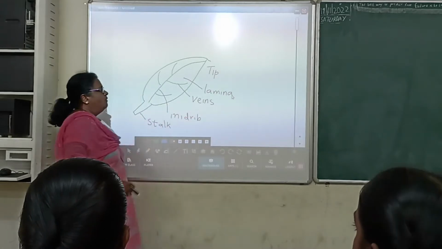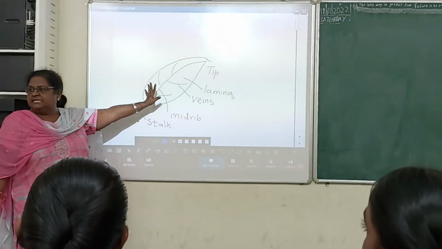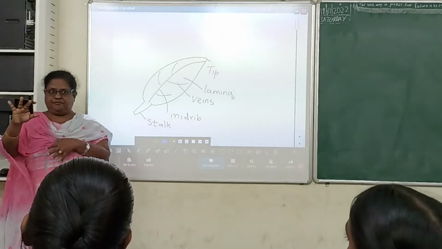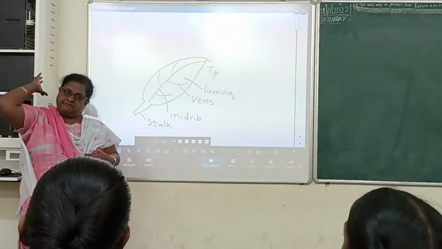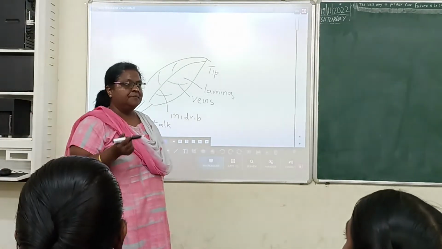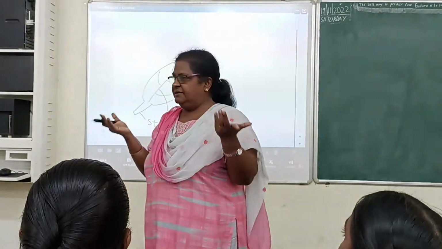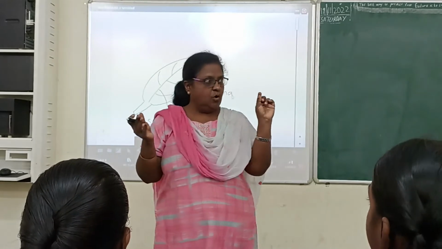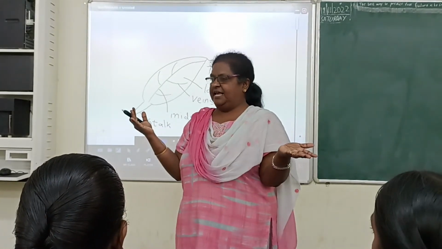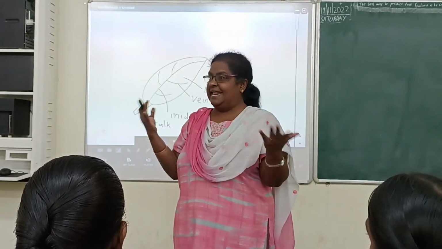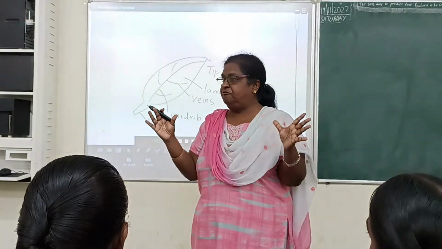Lamina, okay? Now what I have shown you on the screen is the front portion of the leaf. When you turn the leaf upside down, there will be a lot of holes on it, which we cannot see with our naked eye. These holes help in the exchange of gases. Now I will go to the next step of how the leaf prepares food.